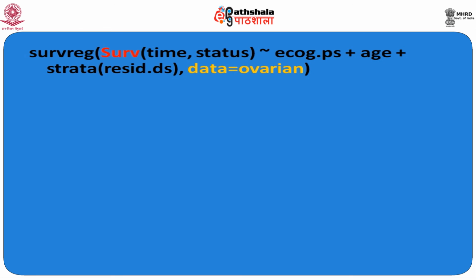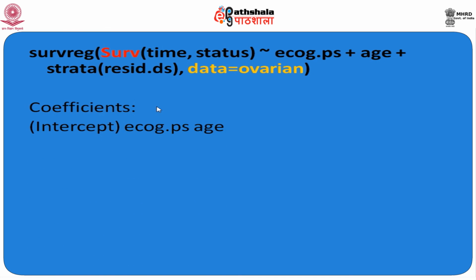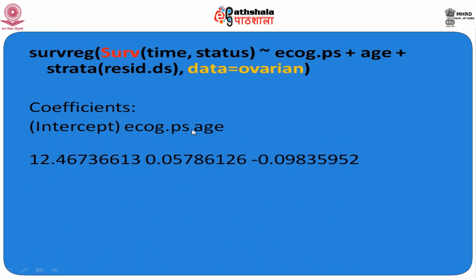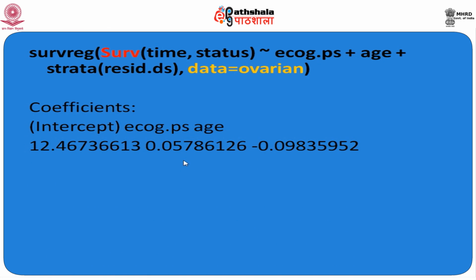Here some stratified data also is being taken. Here in addition to the ECOG.PS and age, we consider the residual disease for the ovarian data. The coefficients obtained as regression coefficients result are obtained as intercept, ECOG.PS and age, and these are the information.